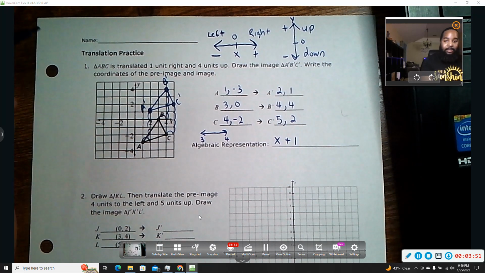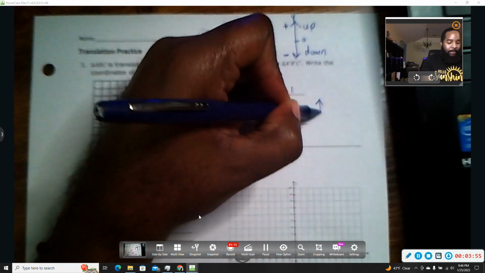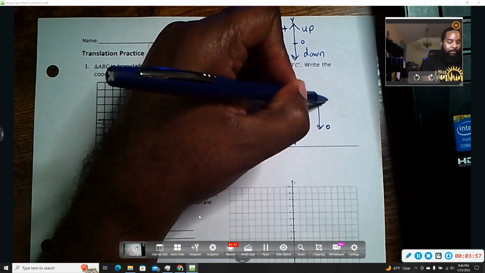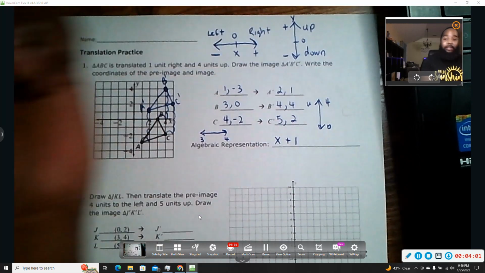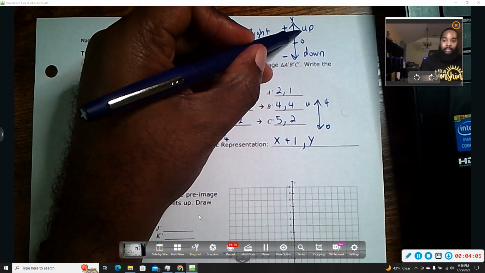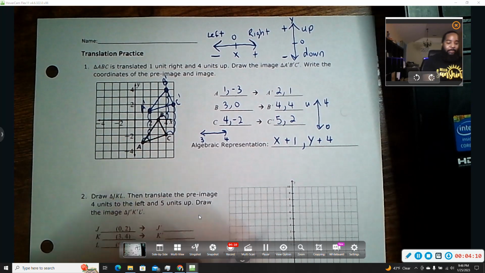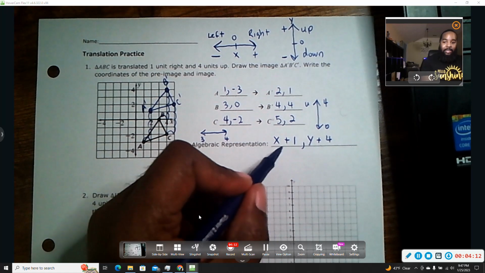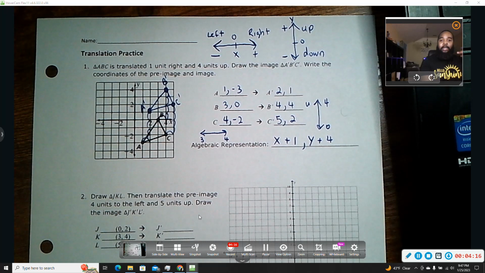And then we need to see, well, what happened to the Y value? Well, I went from 0 to 4. So I know I went up. And I went up and I went 4. So that's y, because y is up, plus 4. Okay, so this is my algebraic representation, and it tells me that I went right 1 and up 4. Okay, that's all the algebraic representation is.